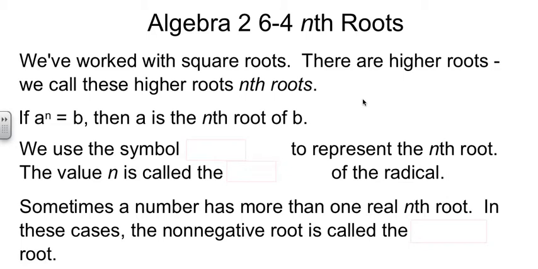And the idea is if a to the n is equal to b, then a is the nth root of b. If 2 to the fourth power is 16, then 2 would be the fourth root of 16. Mathematically, we use a symbol that looks kind of like a square root, but it has a little number on the inside of it to represent the nth root. If we were doing the fourth root, then there would be a little 4 right there.